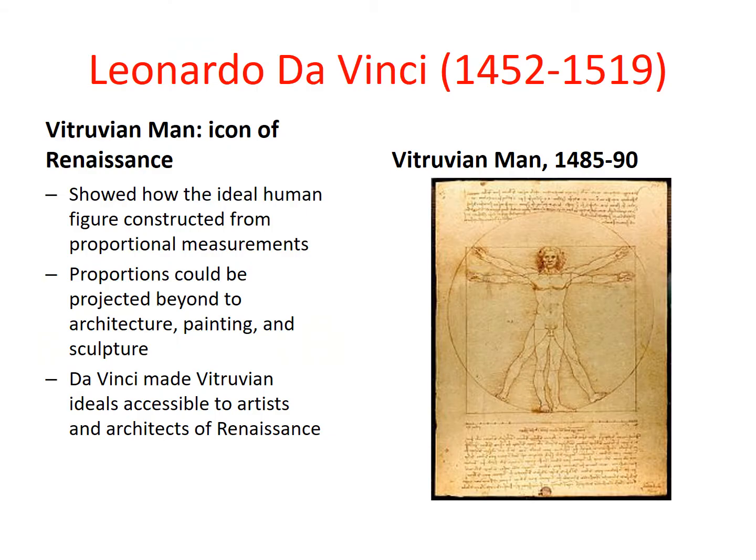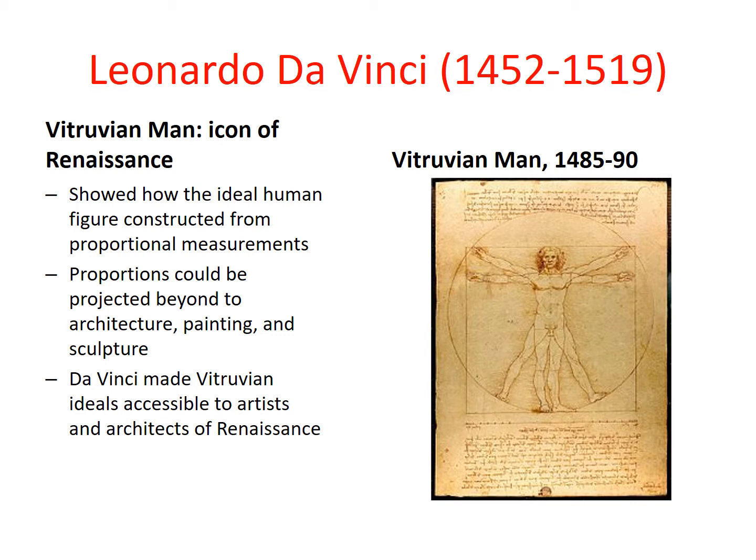Okay, so we're moving on to talk about art in the Renaissance. Leonardo da Vinci is where we begin. Of course, everybody knows the Vitruvian Man, the icon of the Renaissance, if you will, there on the right. It showed how the ideal human figure was constructed from proportional measurements. Proportions could be projected beyond architecture. It was now seen in painting and sculpture as well.